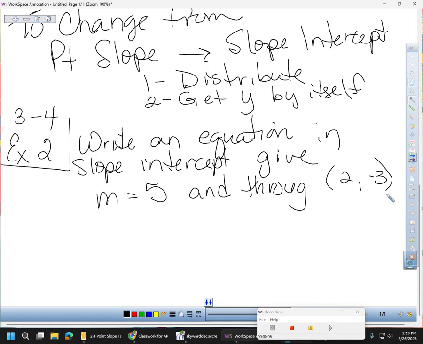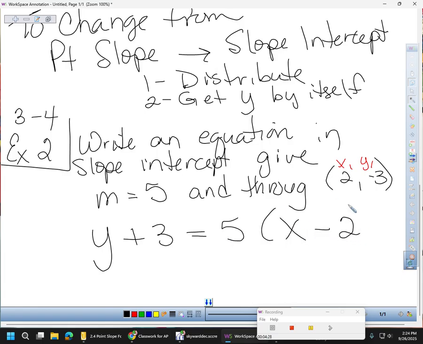Because we are given a point and a slope, we have to put it into point slope. No other option. Okay, so here is our point. Remember, this is my x1, y1. And I am going to put it into my point slope form. Y minus y1. What's that going to do to my -3? +3, good. Equals my slope times x minus x1. All right, so that's super easy. All I did was plug it in, right?